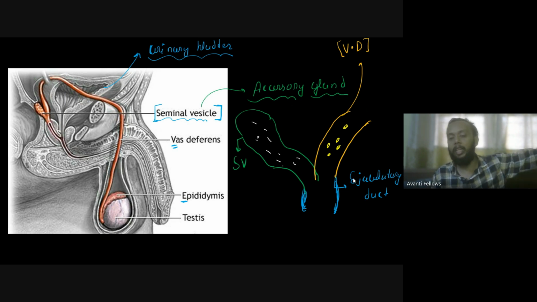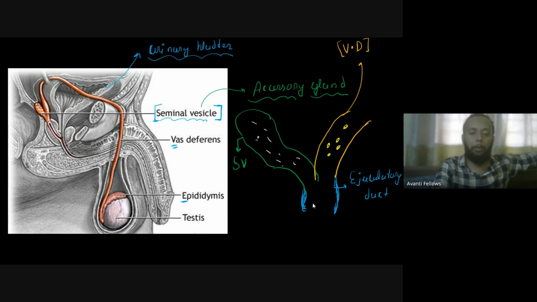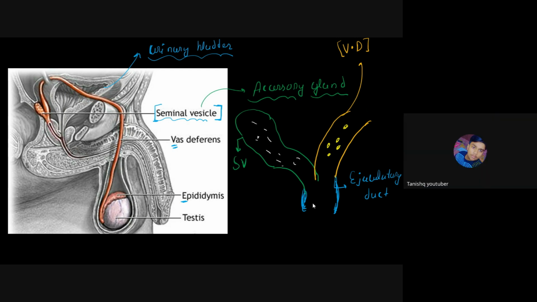So from one side, the seminal vesicle is going to deposit your alkaline solution, and from the vas deferens, the male gametes will come, and they will pass through this ejaculatory duct. So this should be clear to all of you. Is this clear to all of you? Yes. All right, okay.